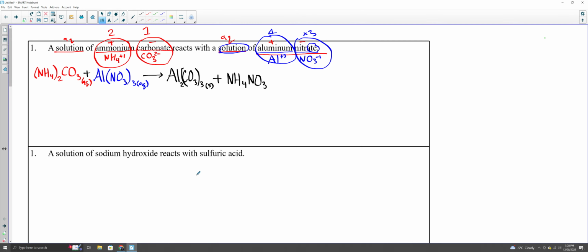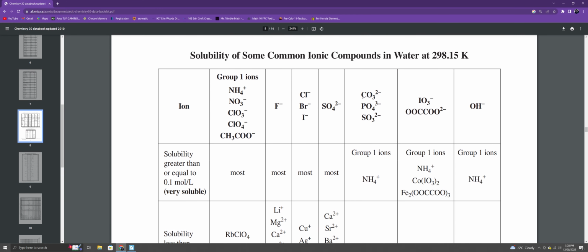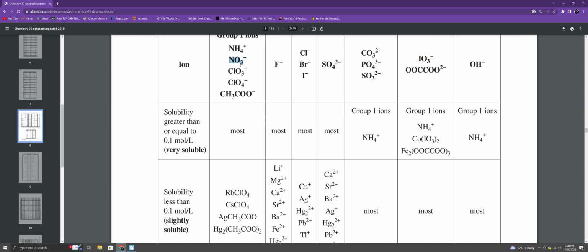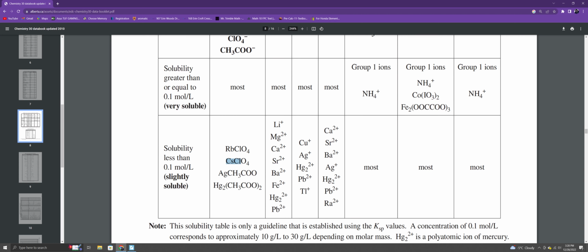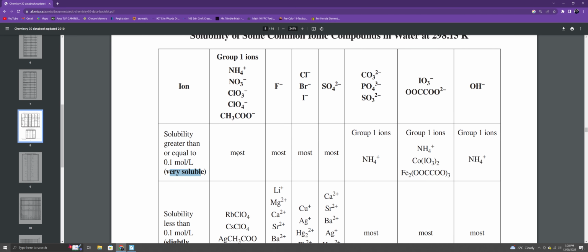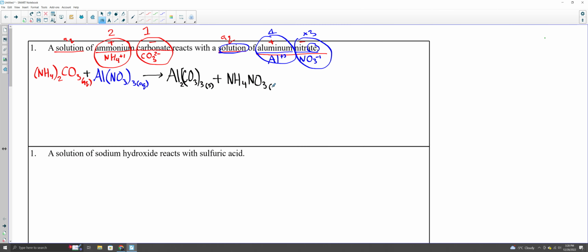Let's check ammonium nitrate next. So we go to nitrate, there it is here, nitrate. Go down to ammonium. Do we see ammonium here? Nope. So that must mean it's in the very soluble category here most. Okay, so that means that this is aqueous. Okay, perfect. Now, last but not least, we have to balance the chemical reaction.